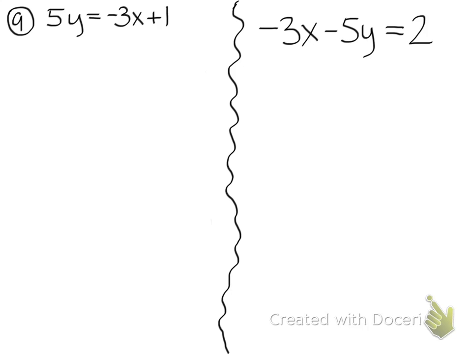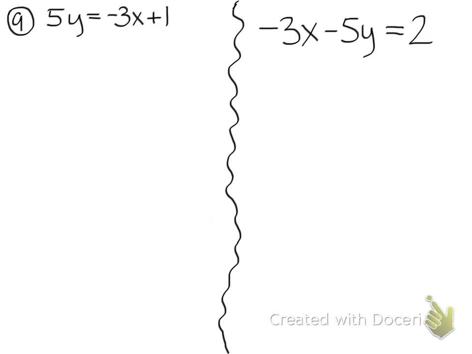But in order to find the slope, we have to have the equation looking like this: y equals mx plus b. And right now, if you look at that equation, there should not be a number in front of that y, but there is right now. So my question to you guys right now would be, how do we get rid of that 5 in front of that y? We need to divide by 5.